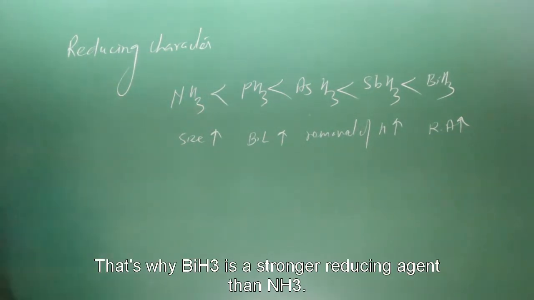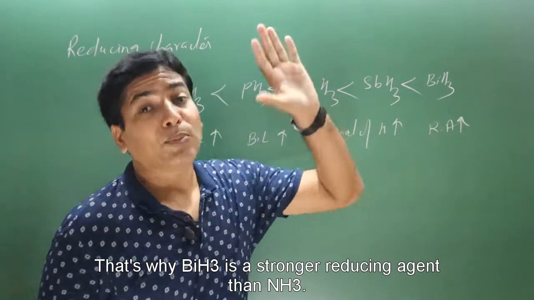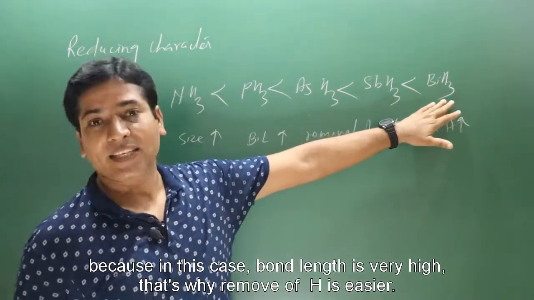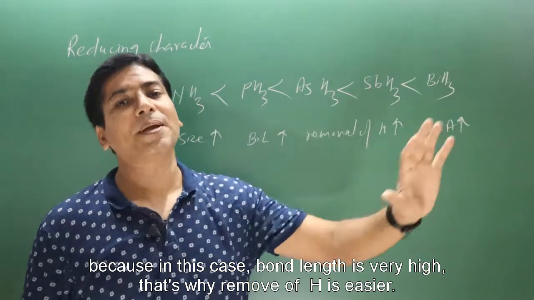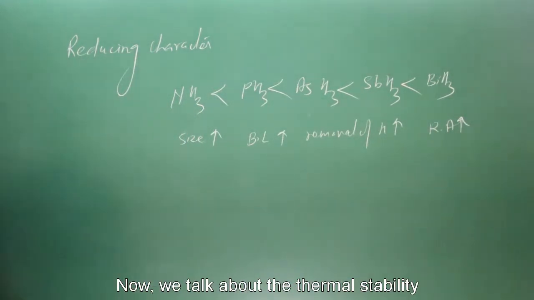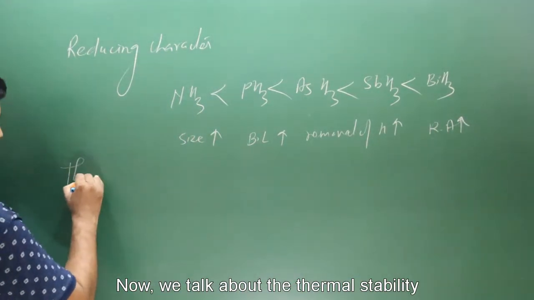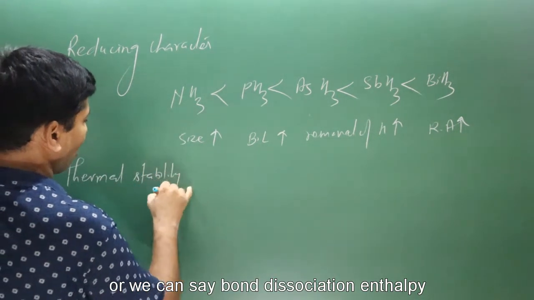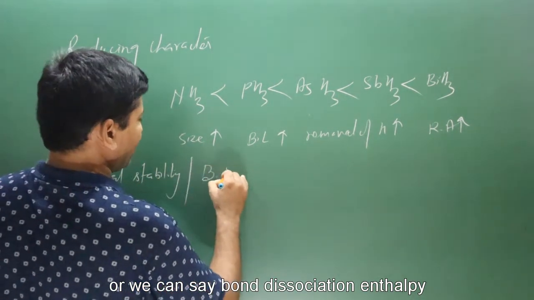Okay, so that's why bismuth hydride is a stronger reducing agent than ammonia, because in this case the bond length is high. That's why removal of hydrogen is much easier. Okay, now we talk about the thermal stability, or we can say bond dissociation enthalpy.